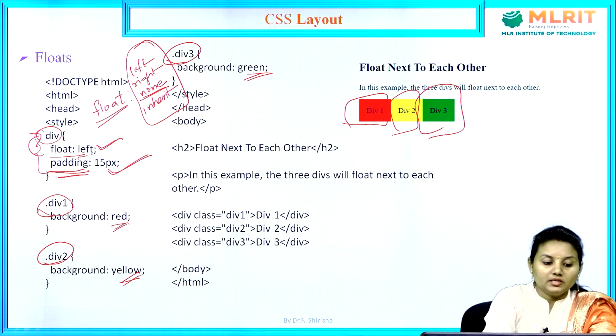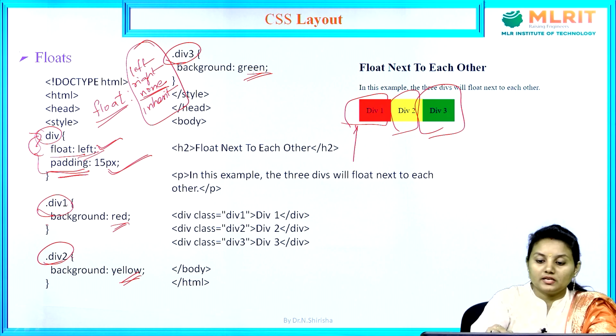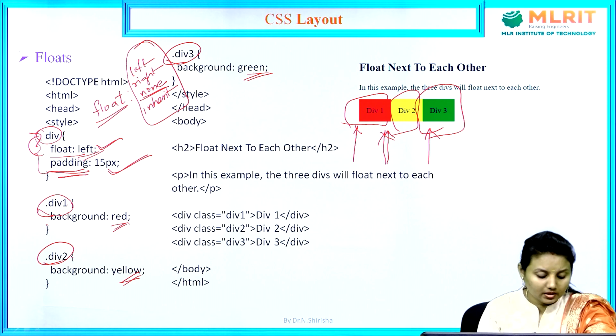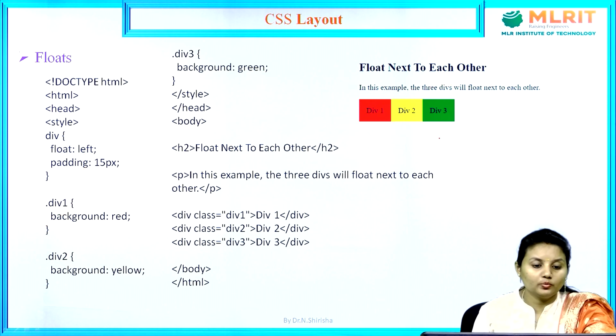Okay, what is that? Towards the left. So whatever is given first starts at the left, then towards its left the continuation of that floating is done, therefore div 2 and div 3. Okay, so this is how floating will work. So let us execute this program.